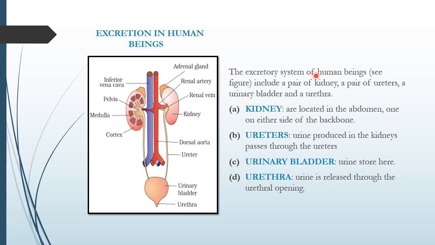If the waste is ammonia, such as in amoeba, fish and aquatic animals; if the waste is urea, examples are mammals; and if the waste is uric acid, such as the waste of birds, they are named so.